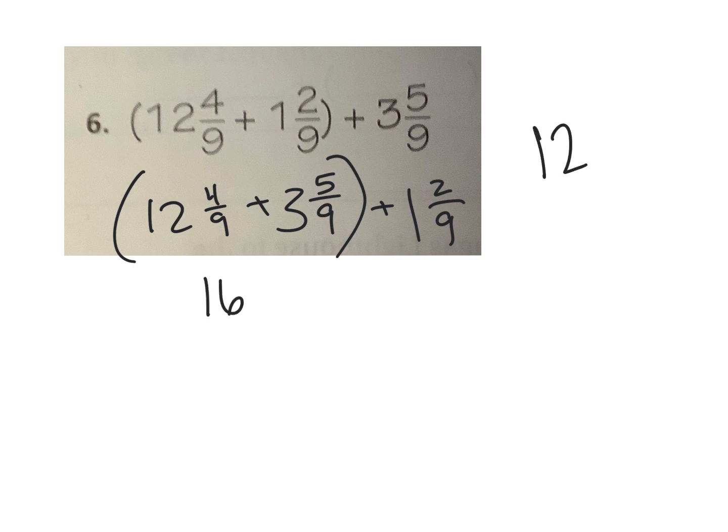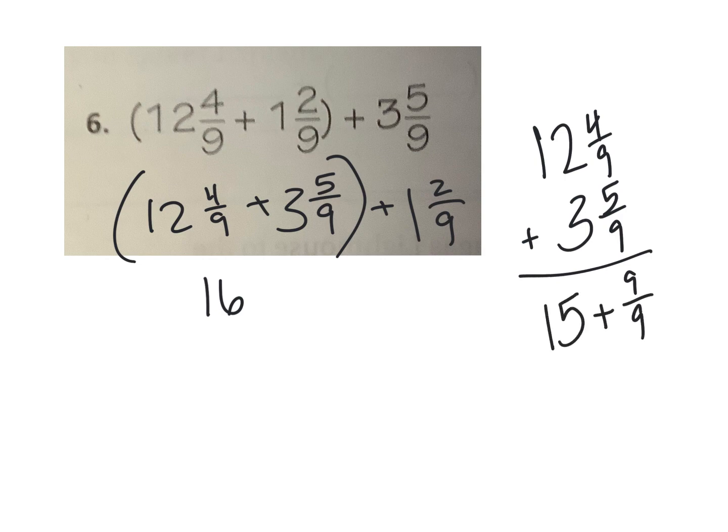If we need to see that, 4/9 plus 5/9 is 9/9, which is 1, and 12 plus 3 is 15, and 15 plus this one is 16. Then we have taken care of this, and we just need to do the last bit, add the 1 and 2/9. 16 plus 1 whole is 17 with the 2/9 left.